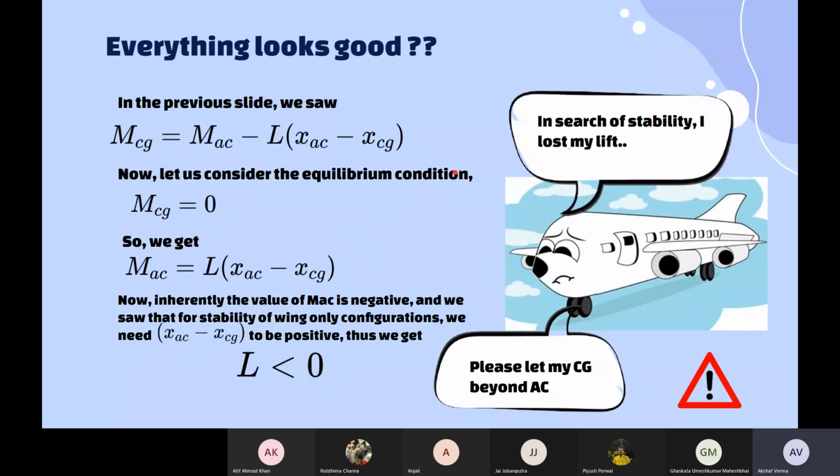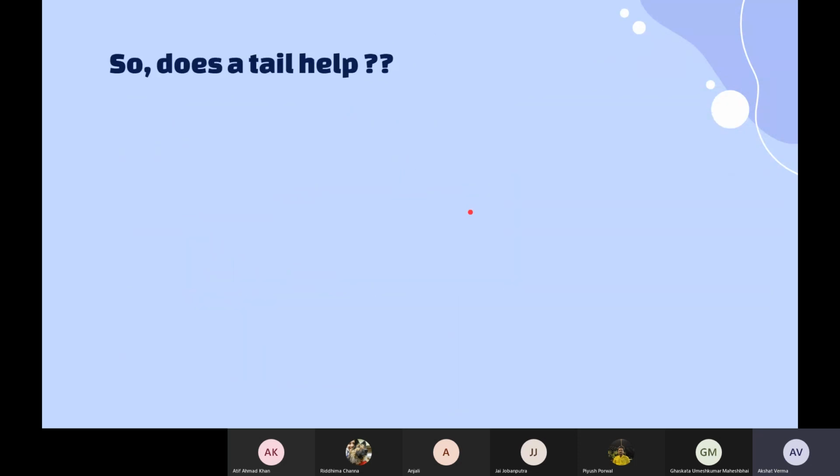So we need to devise a way which allows us to move our center of gravity away, beyond our aerodynamic center, so that we can get a stable flight as well as a positive lift at equilibrium condition. So what can be the solution for that? Let us examine that: does a tail help?